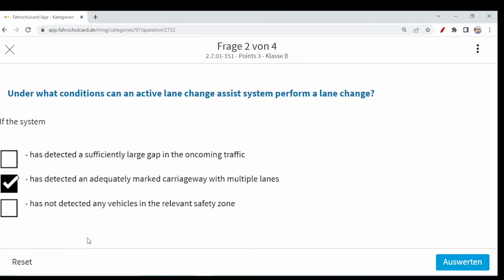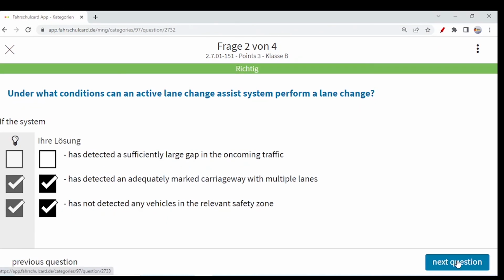If the system has not detected any vehicle in the relevant safety zone, for example, as you indicated to the left, this active lane change system will check how far the vehicle behind you is. It sees no vehicle in the distance of, let's say, 50 meters, 60 meters, 70 meters. Okay, change the lane, and the car will automatically steer to the left and your lane will be changed. So these are the two common factors, but the oncoming traffic has nothing to do with it.